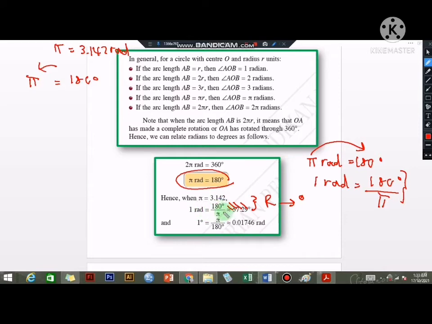1 radian is equal to 180 degree over pi. So if you want to convert from radian to degree, you need to use this one. And this one is in order for you to convert from degree to radian. So from degree to radian, it's still basic, this one.